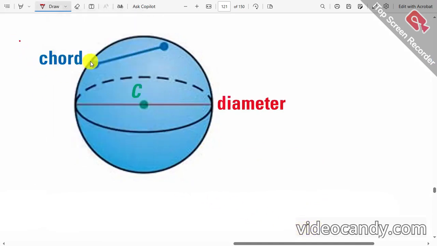It also has a chord that connects two ends of the sphere. And if the chord goes right through the center from one end of the sphere to the other, that is, of course, a diameter. And just like a circle, the diameter is 2 times the radius.